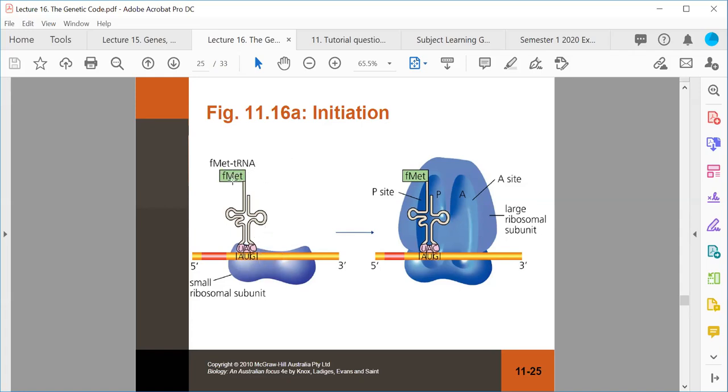Okay, what is it carrying? It's carrying the first amino acid, methionine. All right, now to the right here, our large ribosomal subunit has actually bound, and we can see these 2 sites, the P site and the A site, and our first transfer RNA is situated in the P site.